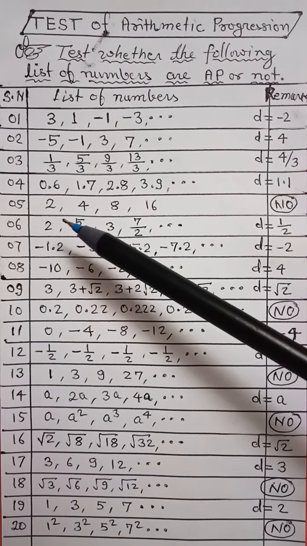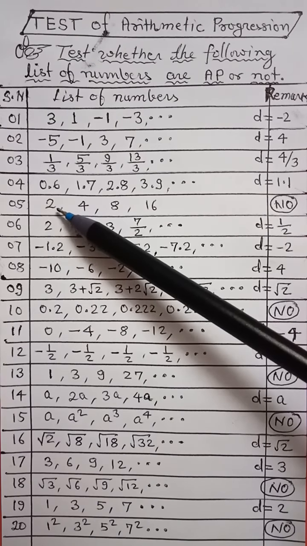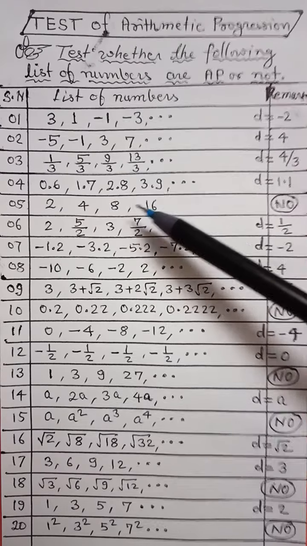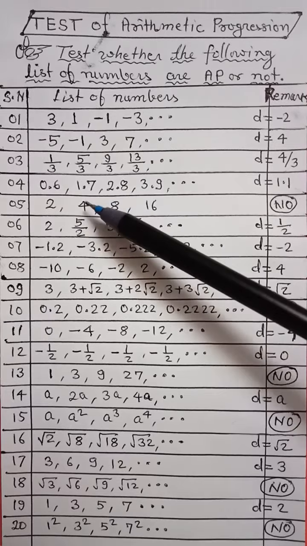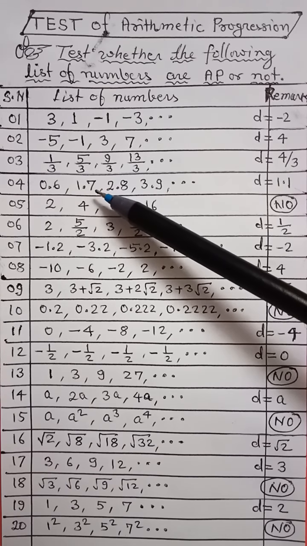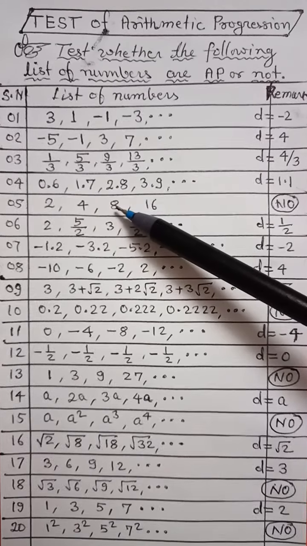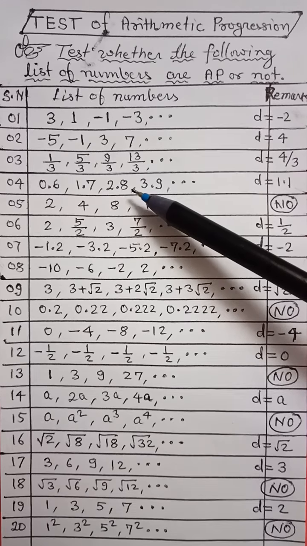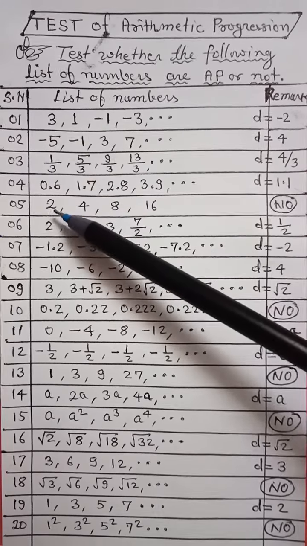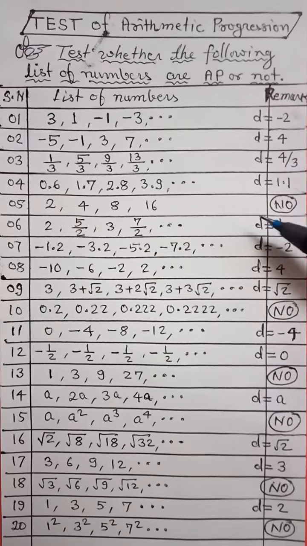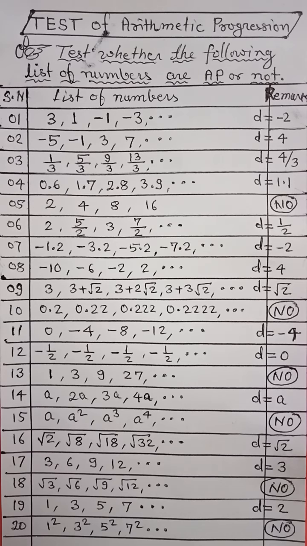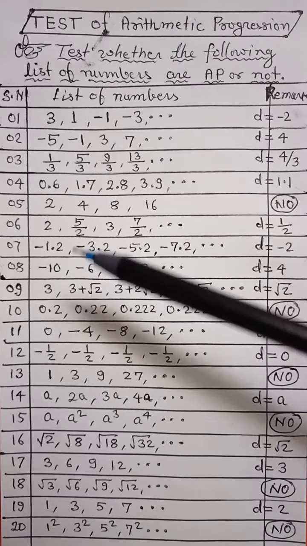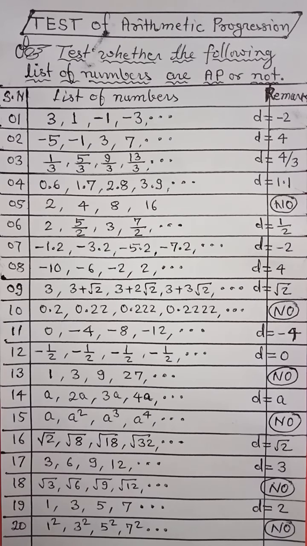Now let us look at the fifth example. Here 2, here 4, 8, 16. 4 minus 2 is 2. 8 minus 4 is 4, not 2. Here 16 minus 8 is 8, not 2. That means there is no such common difference, and therefore this is an example of a sequence which is not an arithmetic progression. Though it is a sequence, but it is not an arithmetic progression.